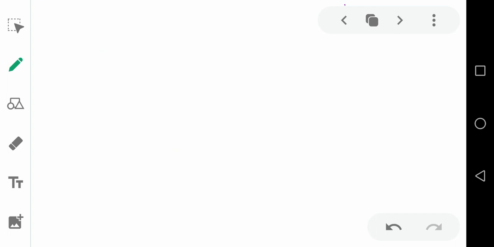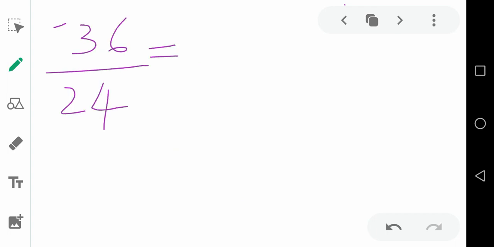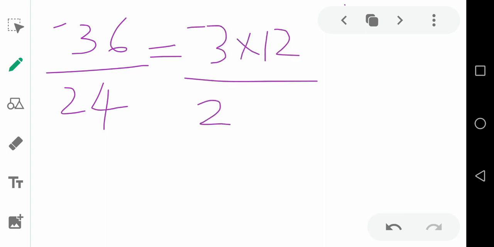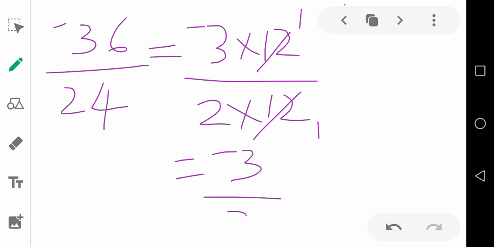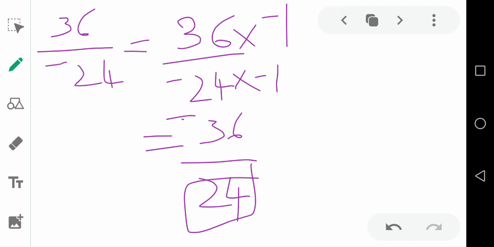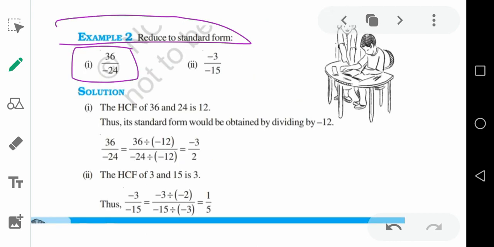So coming to the next condition, what is it? You have to bring the common factor of numerator and denominator to 1. So first we will see in which table it is going. The 12 table it is going, right? So it is minus 3 into 12. Here it is 2 into 12. So 12 ones are 12, so you can cancel both. So the answer is minus 3 by 2. This cancellation you have to do with pencil, otherwise there will be confusion.